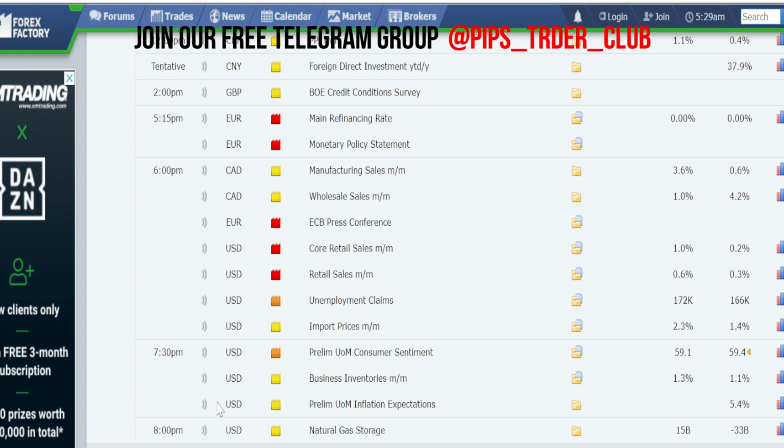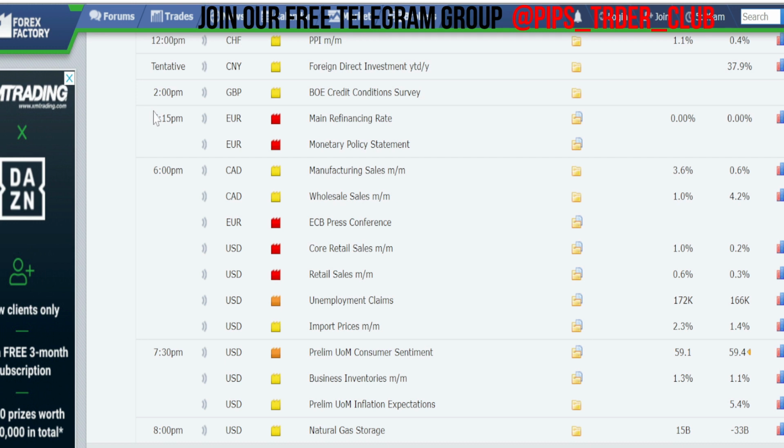So when we look at the economic calendar from 5:15 PM to 7:30 PM, it will be a very volatile market because a lot of high impacting news is coming up at this time. Please consider this news calendar also when you are deciding on your trade entries and exits. Let us start with our gold analysis.